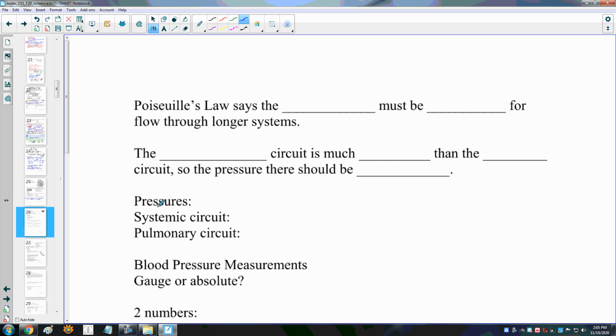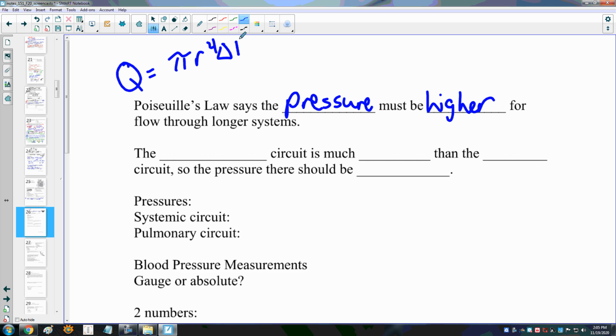Poiseuille's law says that the pressure must be higher for flow through longer systems. Remember, Q was pi r to the fourth delta P over 8 eta L. So if L is big, that means that delta P must be big in order for Q to remain the same. And Q has to remain the same in this closed system, whether you're in the systemic circuit or in the pulmonary circuit. The pulmonary circuit is a much shorter distance to travel. So that means that the pulmonary circuit will have much less pressure.